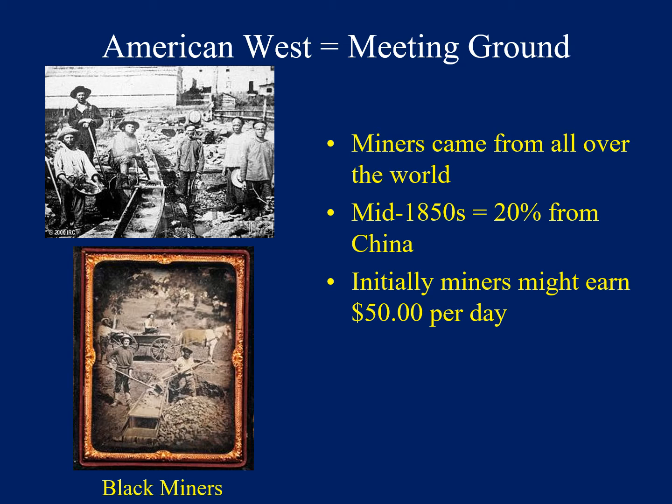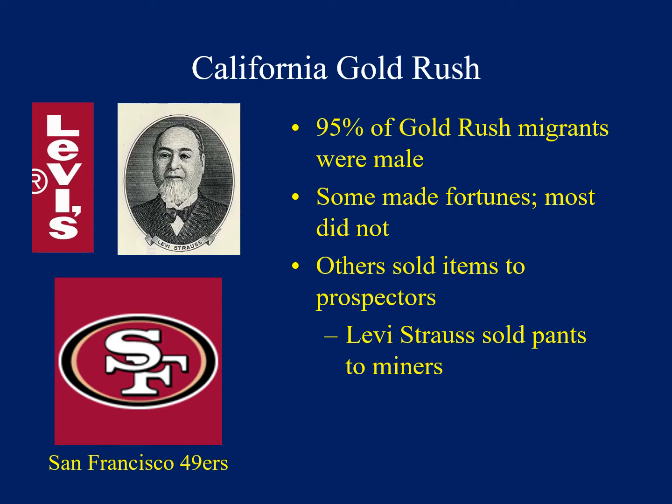Early prospectors often made a lot of money, and they could earn as much as $50 a day. The bulk of those gold rush immigrants were male, maybe about 95%. And while early people were able to make fortunes, most of those migrants on the gold rush did not. Actually, more money was made selling things to prospectors than was actually mined from the gold fields of California.